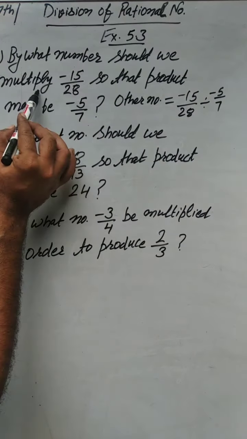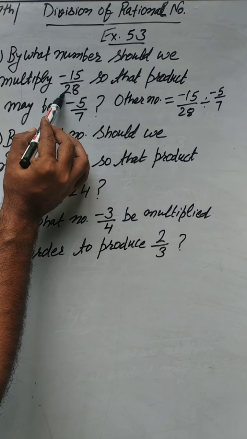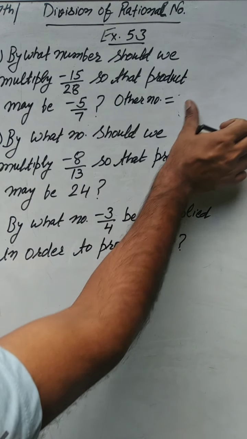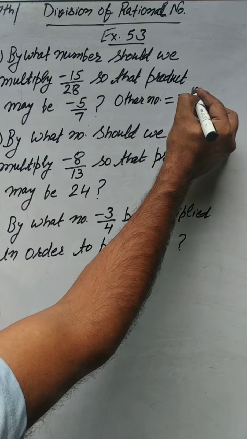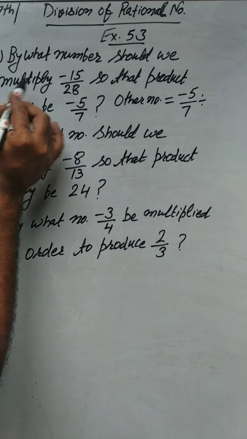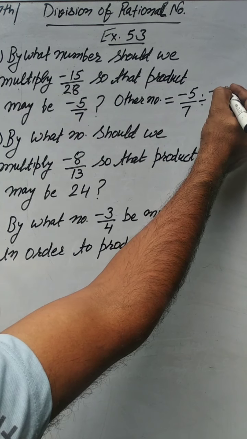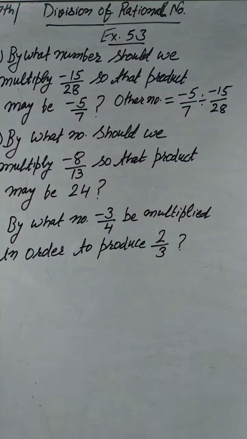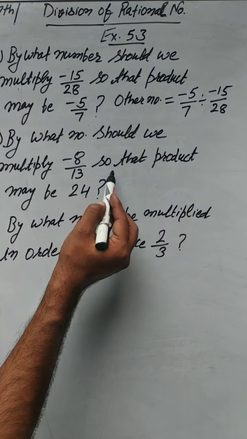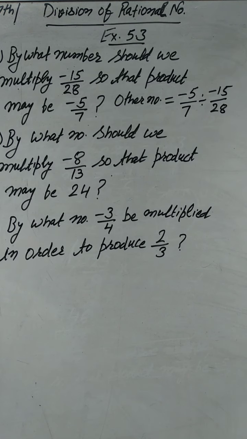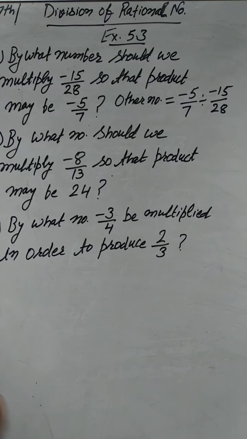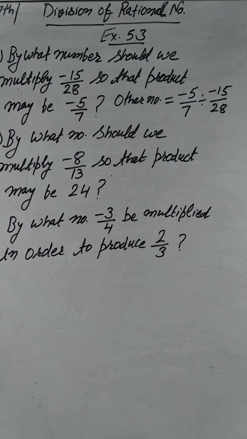By what number should we multiply minus 15 upon 28 so that the product, sorry beta, here the product is equal to minus 5 upon 7. So the other number beta will be equal to minus 5 upon 7 divided by the one given number, minus 15 upon 28. Clear beta? Understood? Same as the previous question. Now you can easily solve that one. Similarly, question 7th and 8th you have to try. Clear beta? Understood? Similarly you have to try other parts.